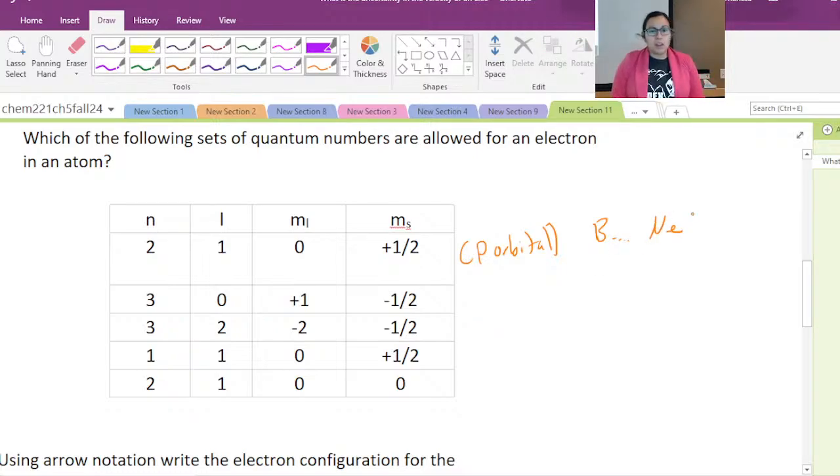Excellent. What about this one? It's not possible. Why do you say that? Because L is always equivalent to N minus 1. Which one? The second from the top row, from N equals 3 to L equals 0. The M sub L, you mean? Yeah. M sub L we said has to go from negative L to positive L, but then you said this is 0.